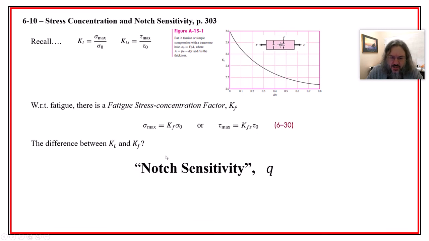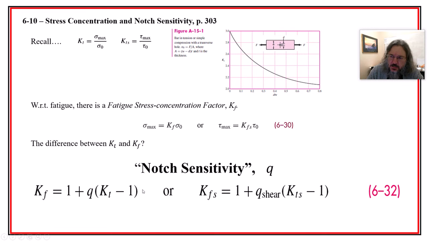So what's the difference between them? It's this thing called notch sensitivity, which I think is counterintuitive on a couple levels, but mostly because of the name of it. I think it should be notch insensitivity, right? A material is not as sensitive to the notch as you would think. So what it does is it reduces the stress concentration. We'll get a KT, and this Q is something that's less than one. First we subtract one from the stress concentration, multiply by Q, and then we add the one back to it. And we do the same for the one that modifies the normal stress or the one that does the shear.